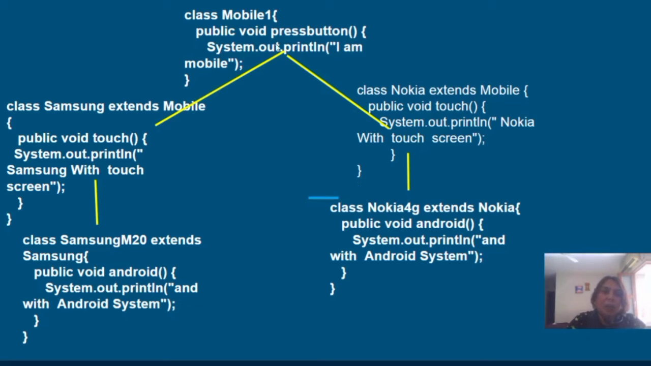We can say it is, अगर हम लोग इस तरीके से देखेंगे, मोबाइल सैमसंग एंड सैमसंग M20, this will become what? This will become a multi-level inheritance. If we see this side, mobile, Nokia and Nokia 4G, this will also become a multi-level inheritance. If we join the combination, the parent is common for both the Nokia and Samsung, that is a mobile. Because the mobile has been extended by the Samsung also, and this mobile is also extended by the Nokia also, we can say this is a hierarchical inheritance.